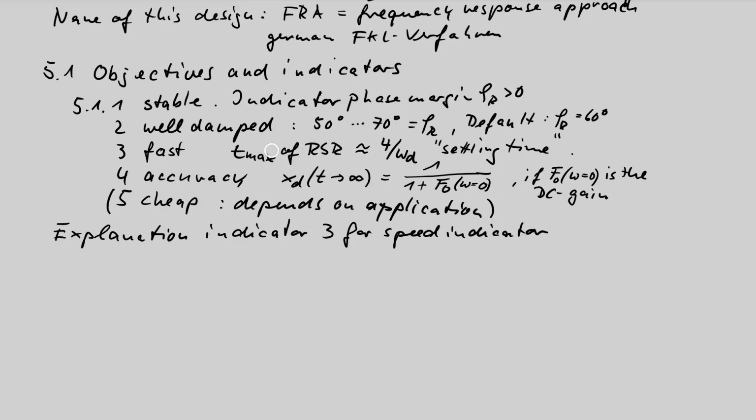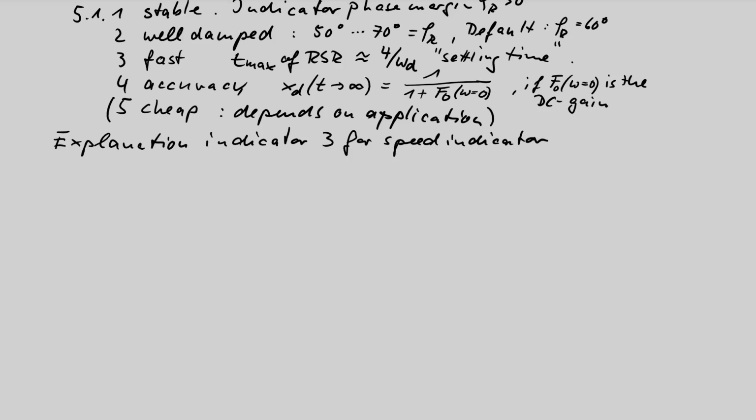Okay, how can we find out that the 4 over omega d is a good estimation for Tmax? I will show you this very quickly in the following step. For this information, we look again on our loop system, which has the open loop function known as Bode plot, negative feedback, and we assume that we apply a reference unit step function at the input.